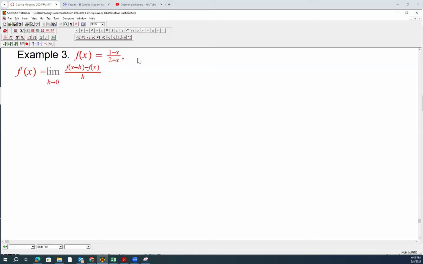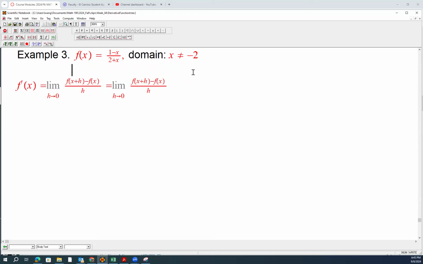So, and of course, we should be aware of the domain. The domain is x cannot be negative 2, right? Then we plug in, and we get f of x plus h.